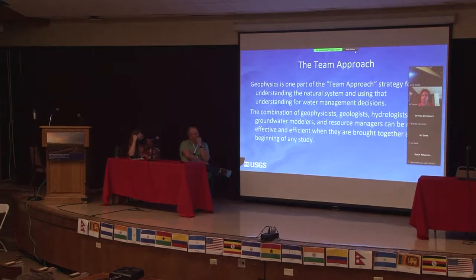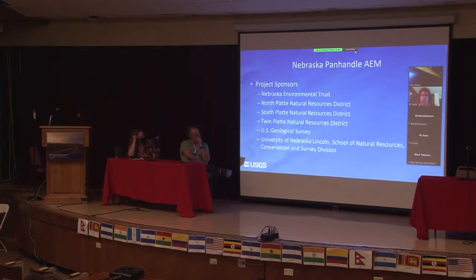And just to summarize, this was a team approach. There were a lot of people involved with this, all the way from the surveying of the AEM data collection, the modeling, working with the resource managers, the NRD, to come up with a useful tool. There were geophysicists, geologists, hydrologists, the modelers, and the NRD managers, all came together to produce an efficient workflow that was useful for the NRD. And the AEM data had a lot of sponsors here that I'd like to acknowledge.